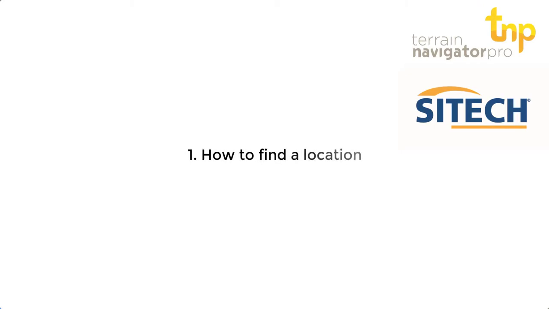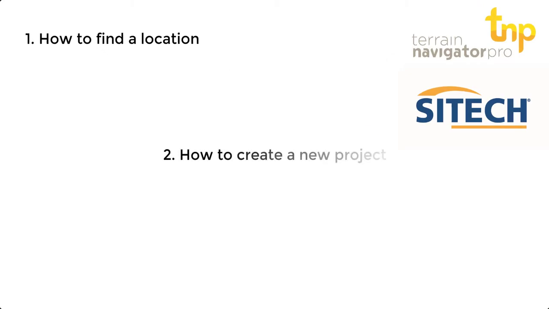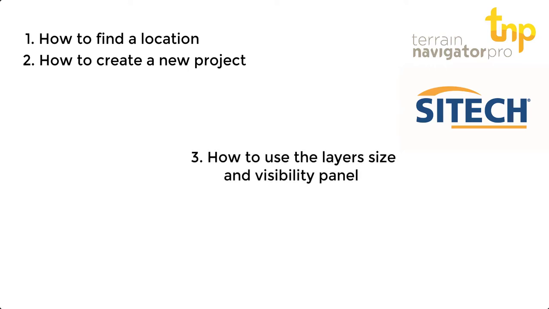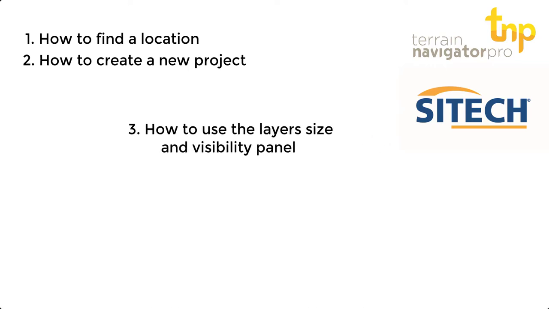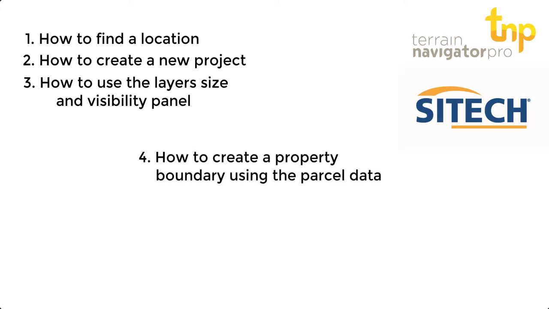Alright, well that concludes this tutorial. So today we learned how to find a location using the street address. We learned how to create a new project and how to save the current location to store our current map settings. We learned how to use the layer size and visibility to turn on or off certain features that we want to see, such as the parcel data. And we learned how to utilize the parcel data to create a property boundary.